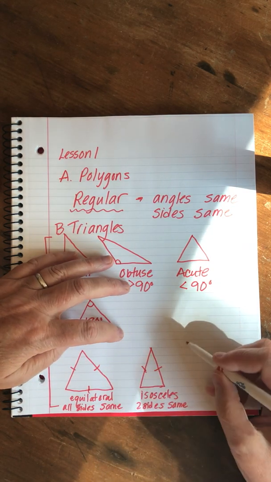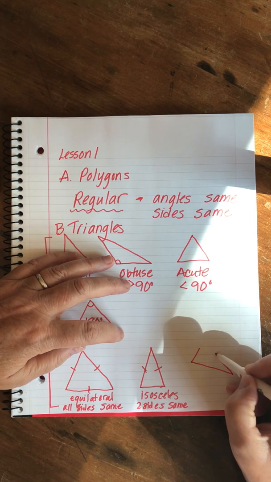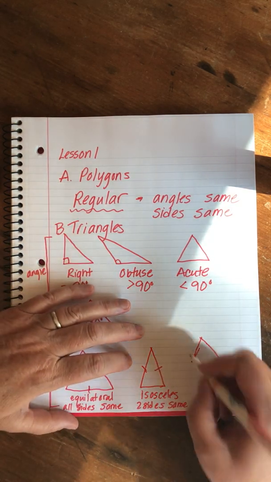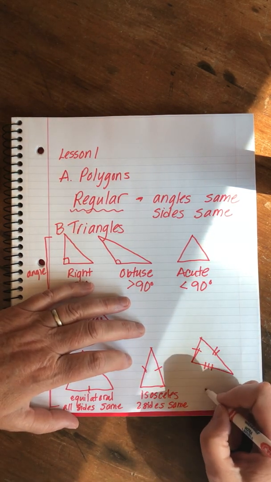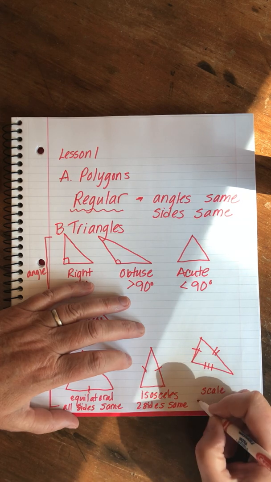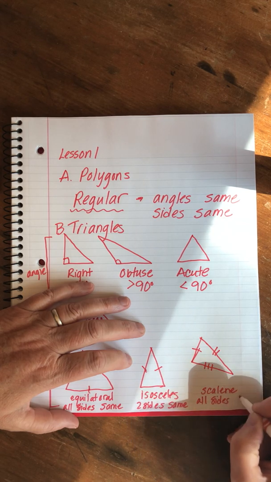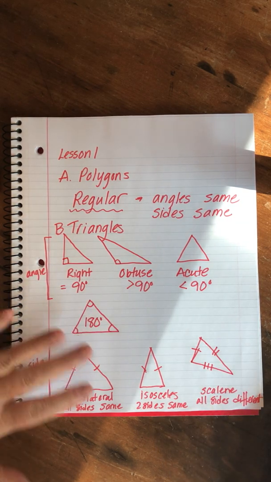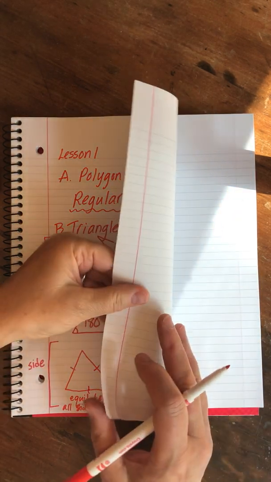And then these are always really hard to draw. Let's make it like that. I don't know how clearly that looks, but let me do this. That shows that all sides are different, and that's called scalene. Scalene. All sides different. Now, that is the way we can describe the sides. Now, here's an interesting thing. There's a relationship between angles and sides. Let me flip.